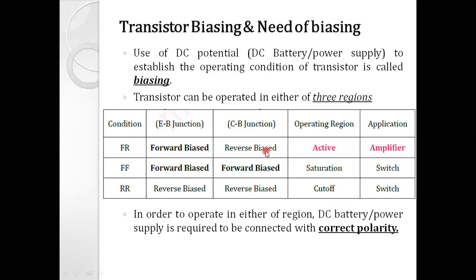Similarly, when we connect the second battery between the collector base junction, then the polarity of the second DC voltage source should be such that this collector base junction comes in the reverse bias condition. So polarity is also important while we connect a DC battery between the terminals of the transistor when we want to operate the transistor in one of these regions, either active, saturation, or cutoff region.